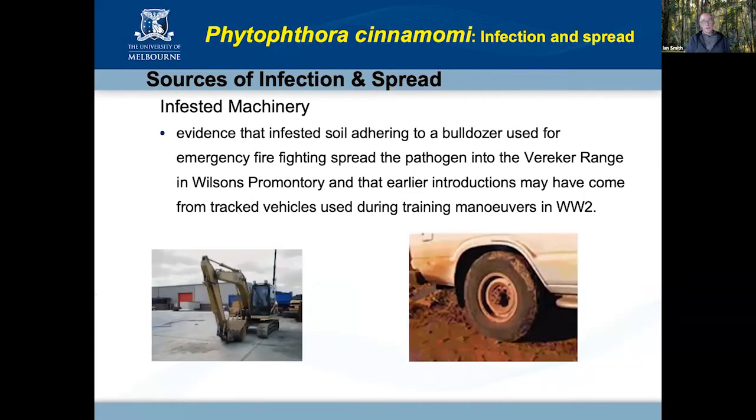Again, mud adhering to bulldozers was thought to be the reason why the pathogen got into the Errinundra range in Wilson's Promontory, and there was the possibility that tracked vehicles used during training manoeuvres during World War II was also a way that it got through. The pathogen often gets picked up on soil and transmitted that way. Again, they didn't know anything about it. The firefighting one was traced back to where the bulldozer came from, which was South Gippsland, where we know now the pathogen was present already, and they spread it accidentally. Again, they didn't know at the time.